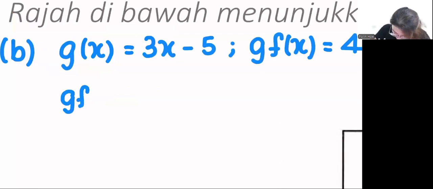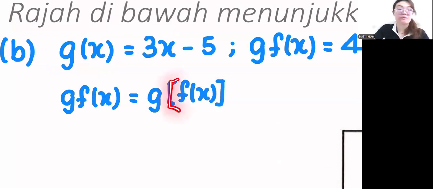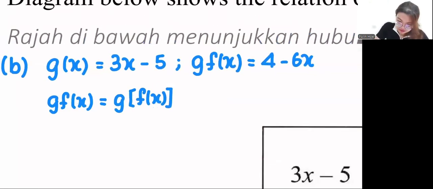g(f(x)) equals g(f(x)). This is the so-called magic bracket. But of course, it's in Form 4 Chapter 1 when I teach you that part. If not, then sorry. Now, g(f(x)). You can use a highlighter to help you see this part.